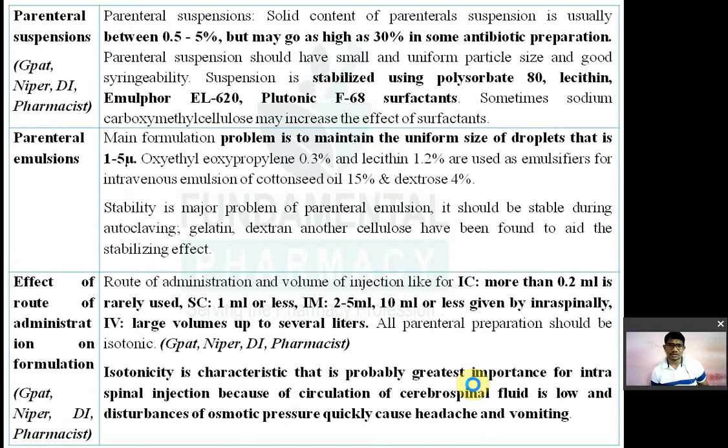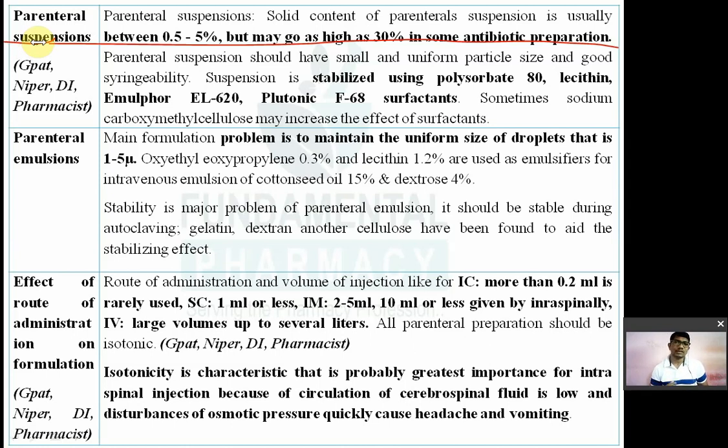Now parenteral suspension, इसके ऊपर भी क्वेश्चन आता है कि कितना solid content होना चाहिए. In case of parenteral suspension, solid content is in a range of 0.5 to 5%, but sometimes it may go up to 30%. तो नॉर्मली सॉलिड कंटेंट क्या होता है पेरेंटल सस्पेंशन का, 0.5 टू 5%. 0.5 से लेके 5% तक सॉलिड कंटेंट रहेगा. बट इन केस ऑफ एंटीबायोटिक्स एंड ऑल दैट इट मे गो अप टू 30%. Antibiotics will have parenteral suspension with solid content of 30%.